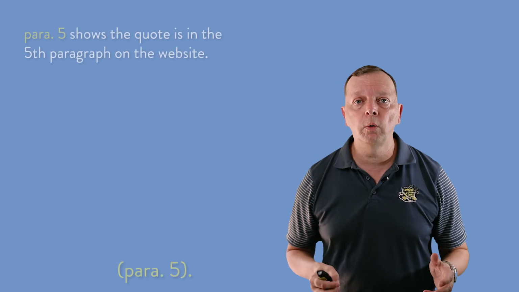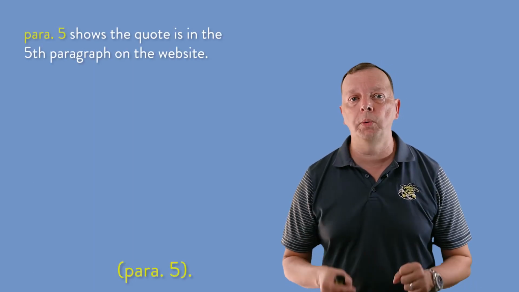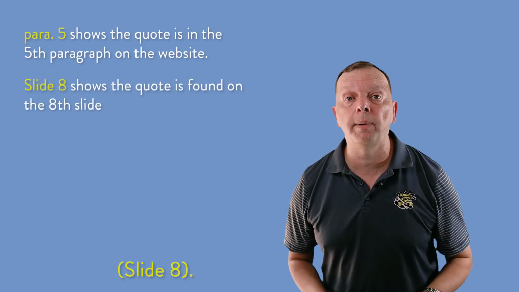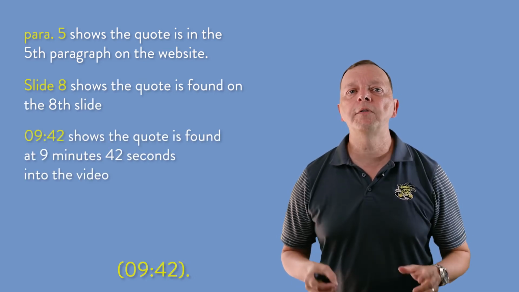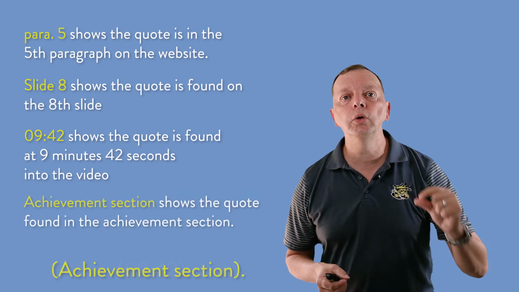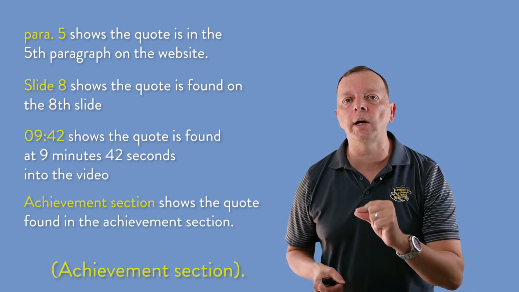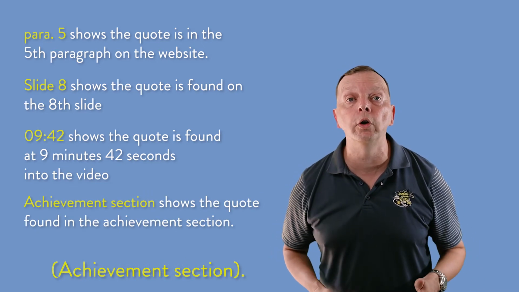Now, if your source doesn't have page numbers, you still need a way to tell your reader where you got the information. There are several ways to do this. When citing a website, you might include the paragraph the quote was found. A presentation might be cited by the slide number. In a video, you could add the time that the quote appears. Now, if the source has a section heading, you can use the section title followed by the word section to make it clear to your reader where you got your source.